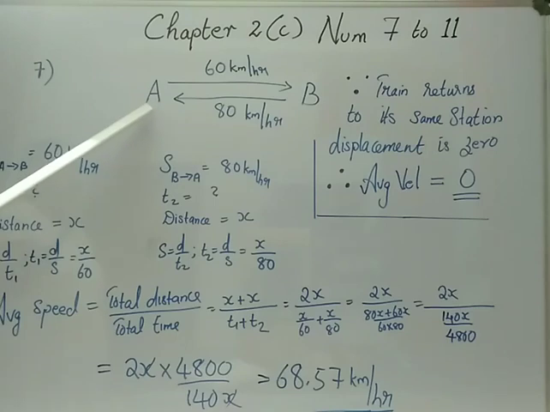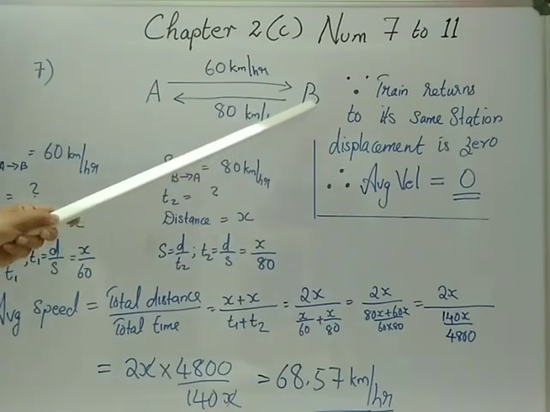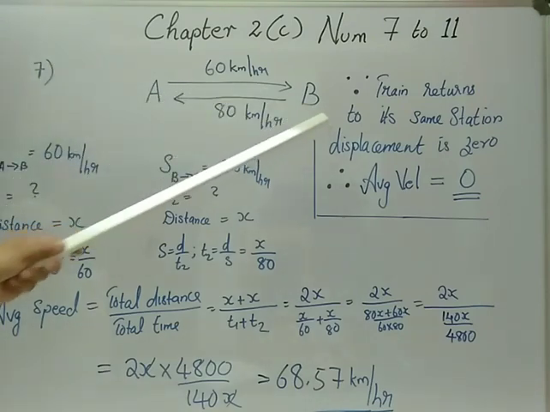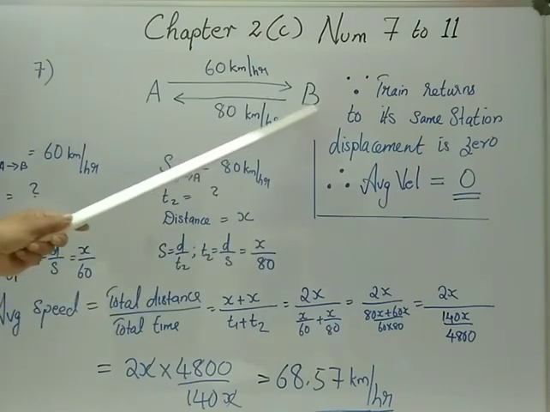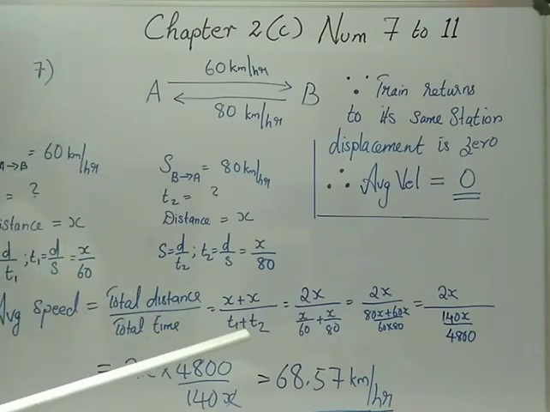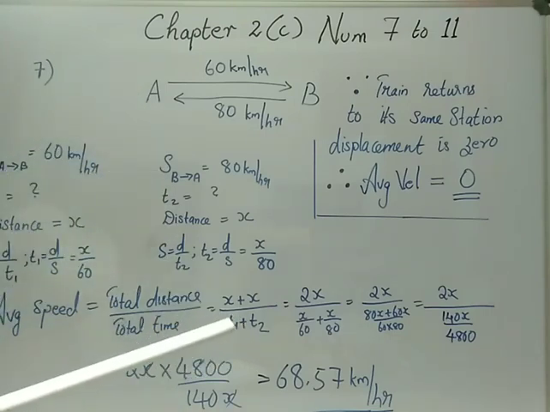A train starts from station A, moves with a speed 60 km per hour, reaches station B. Now from B it returns to station A. Just imagine from Thrissur railway station, a train starts to Palakkad railway station, and from there it returned back to the same Thrissur railway station. So here you are asked to calculate average speed and average velocity.